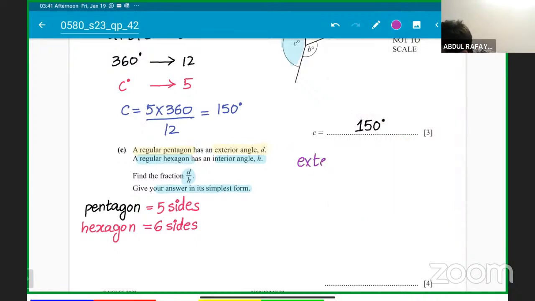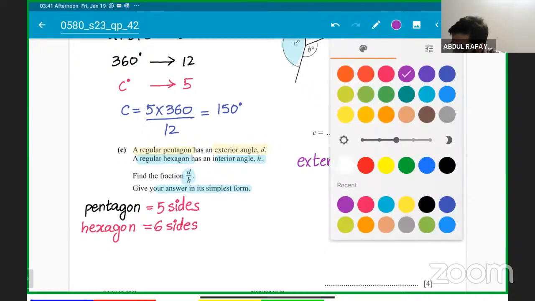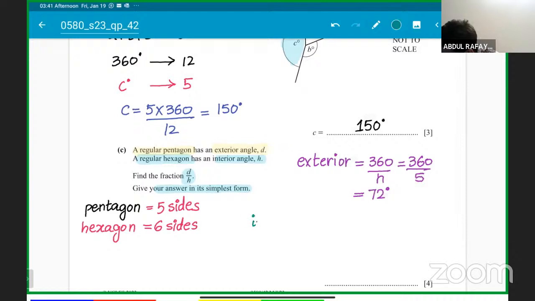So, sir, the exterior angle of a regular polygon is how much? Exterior angle is basically 360 divided by n. So you can say that it will be 360 divided by the pentagon's 5 sides. So you are going to get the exterior angle as 72 degrees. Okay, students, exterior angle will be coming as 72 degrees. Okay, understood? Then you will find out the interior angle of the hexagon. So interior angle of the hexagon will be... What is the formula?